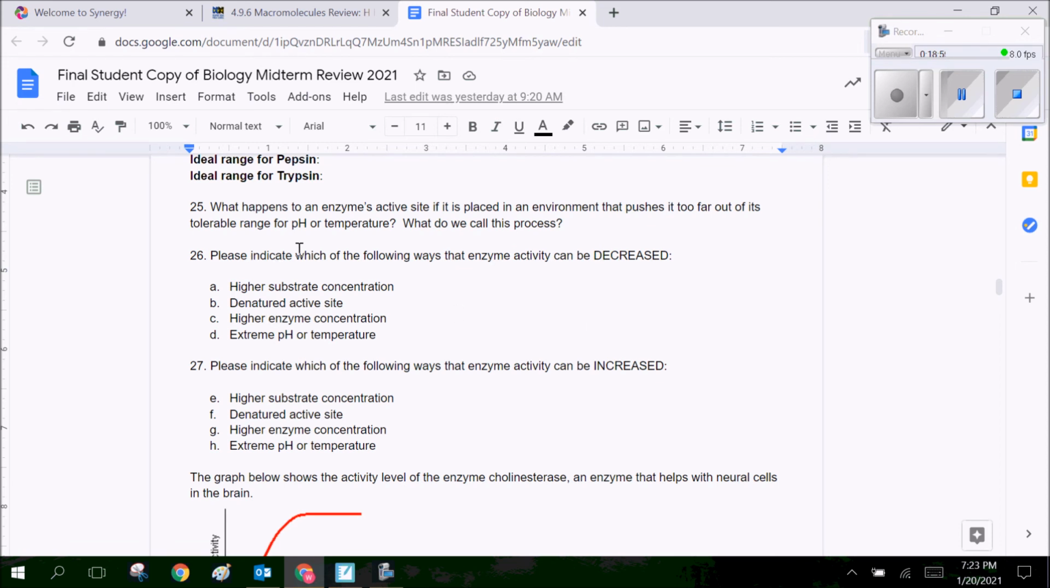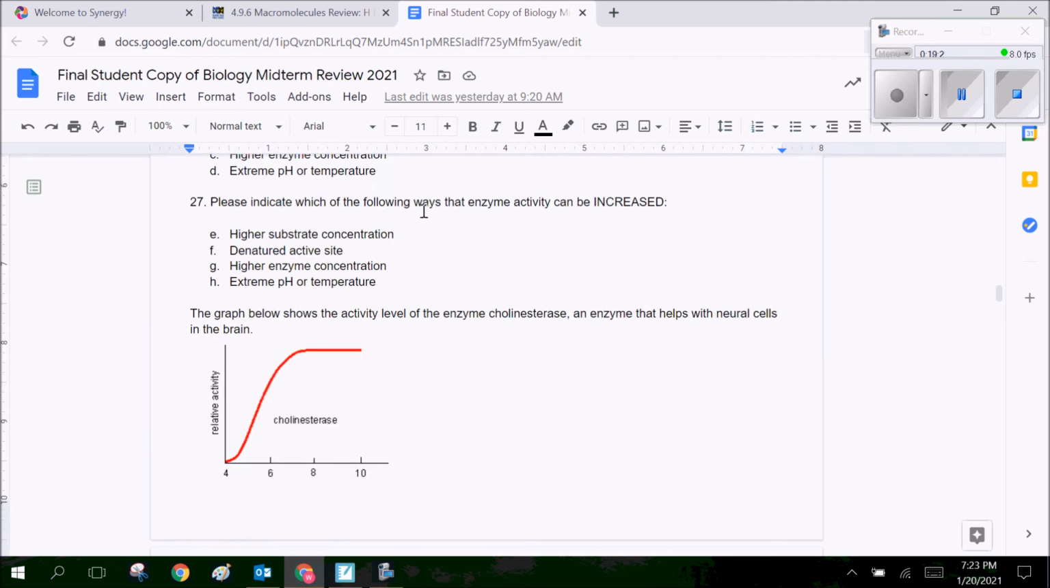Okay, 26. Please indicate which of the following ways that enzyme activity can be decreased. Okay, if we have more substrate concentration, that's going to actually increase our reaction rather than decrease it, so no. Denatured active site is going to decrease it. Okay, so that's the answer. Higher enzyme concentration is not going to decrease it, and extreme pH or temperature is not going to decrease it, so denatured is the right answer.